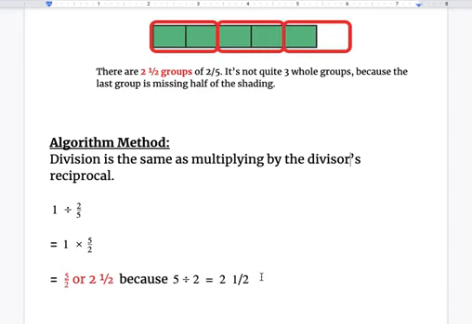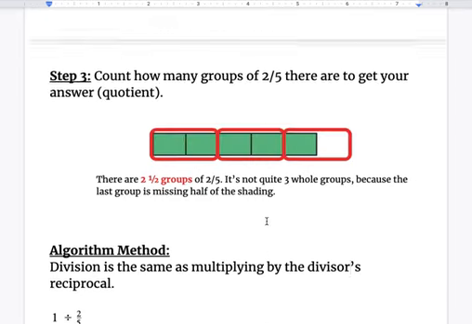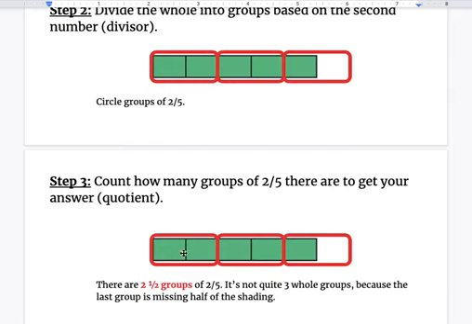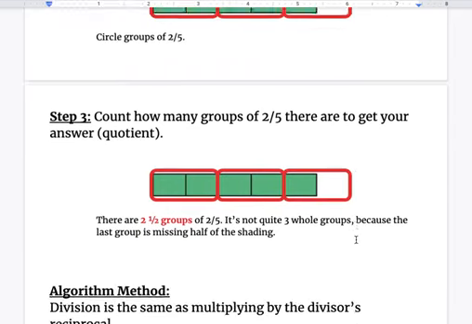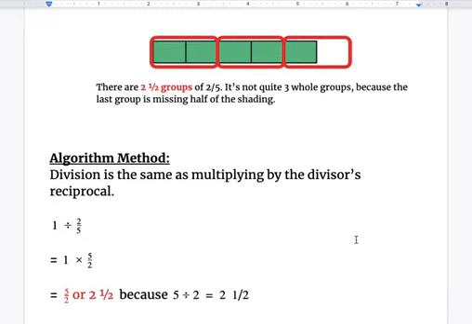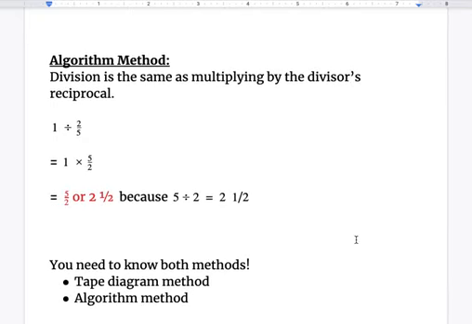So 2 1/2 is the answer based on the algorithm method and based on the tape diagram method, because we saw 2 whole groups and a half group when we circled groups of 2/5. Remember, you need to know both methods, tape diagram method and algorithm method. So if you don't have both of them in your notebook, make sure you pause and rewind and get those notes in your notebook.